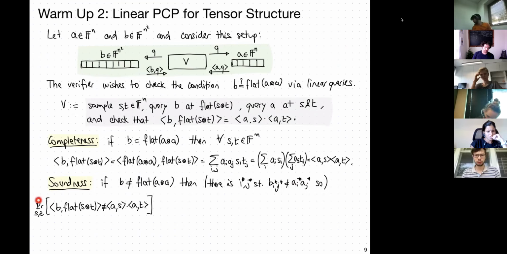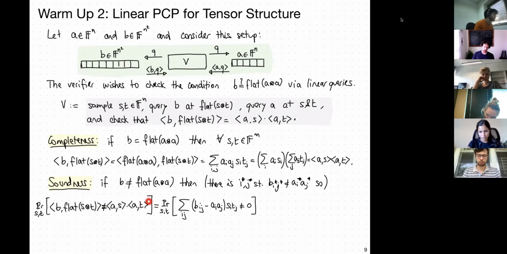What is the probability that the check will fail, that we will see that these two things are disagreeing? We can just take this whole thing and write it down explicitly, as we did here, and group it in this way. It might look confusing, but this is just rearranging, writing down the definition of an inner product and regrouping, just simple algebra. And why do I do it this way?